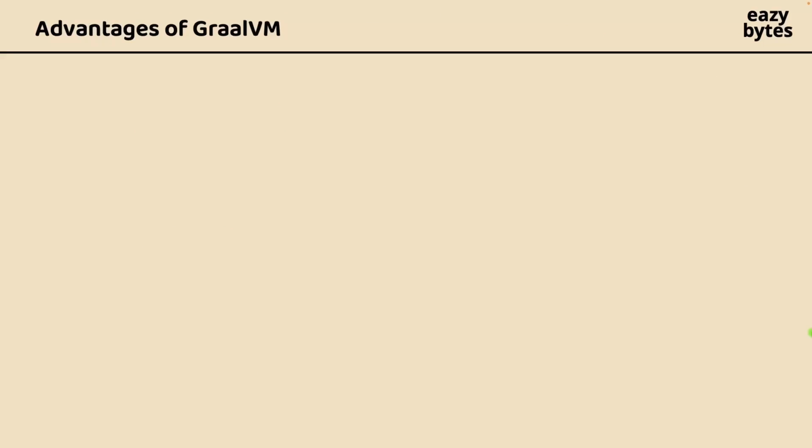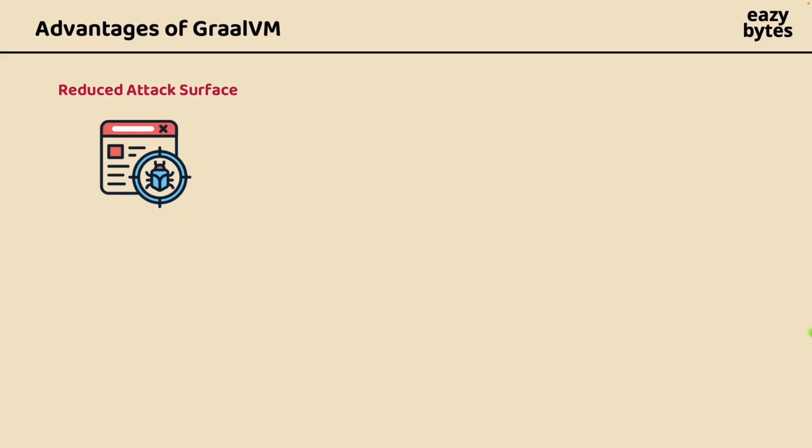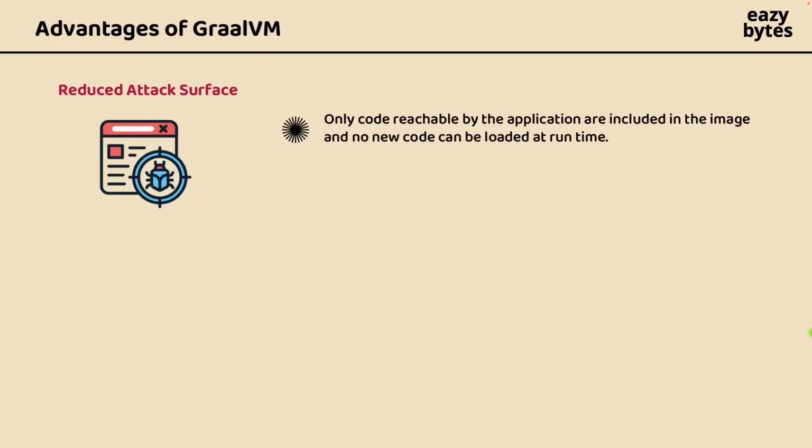With the GraalVM JDK, we are going to have a reduced attack surface. The reason is only the code reachable by the application is included in the image, and no new code can be loaded at runtime. Because there is no runtime interpretation concept here, all the code will be scanned during the build process, and only the reachable code will be present inside your native executable image. All unused libraries and unused code will be ignored by GraalVM.